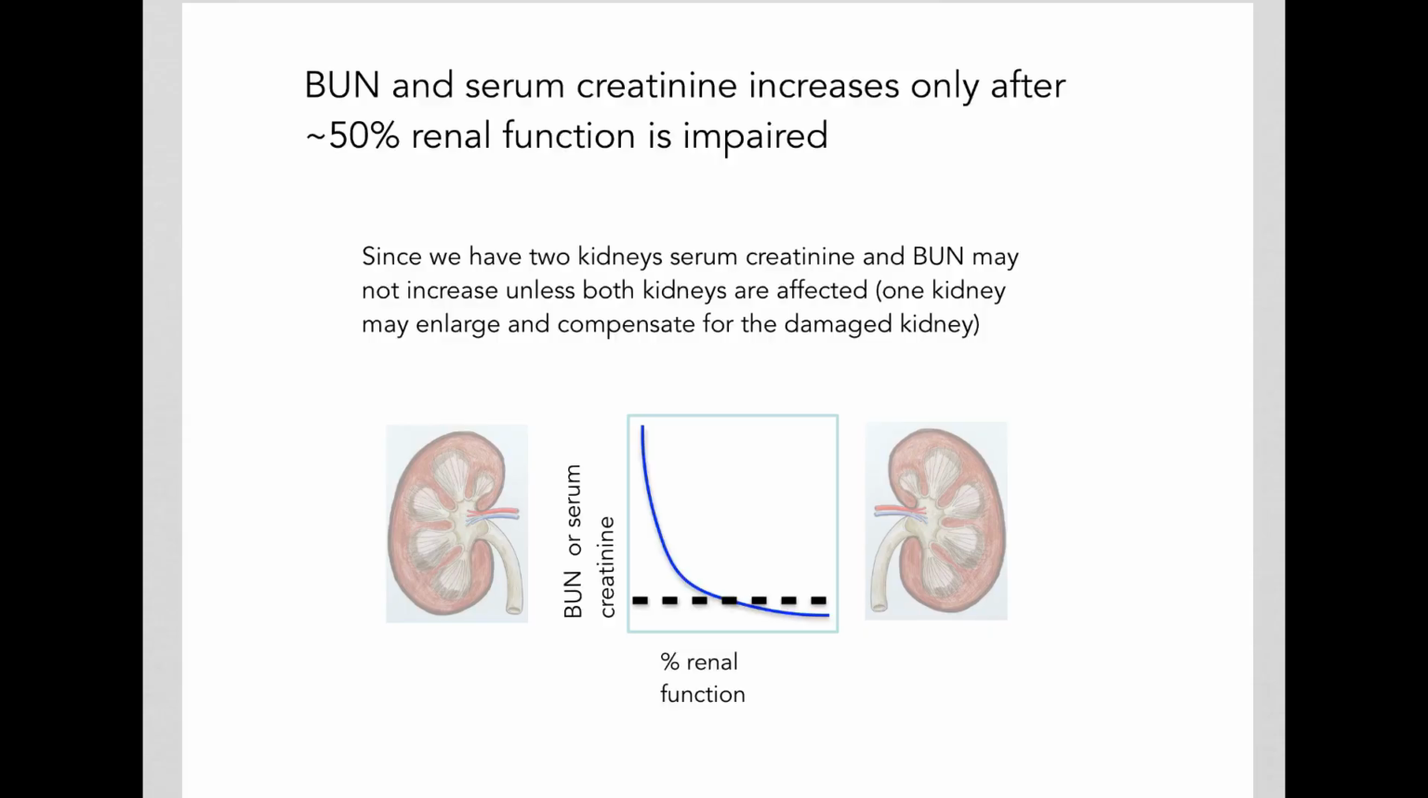Now, just to remind you, serum creatinine as well as BUN are not sensitive indicators of disease because they only increase in the serum after about 50% of the kidney function is impaired. So since we have two kidneys, serum creatinine and BUN may not increase until both kidneys are affected, because one of the kidneys may actually enlarge and compensate for the other damaged kidney.